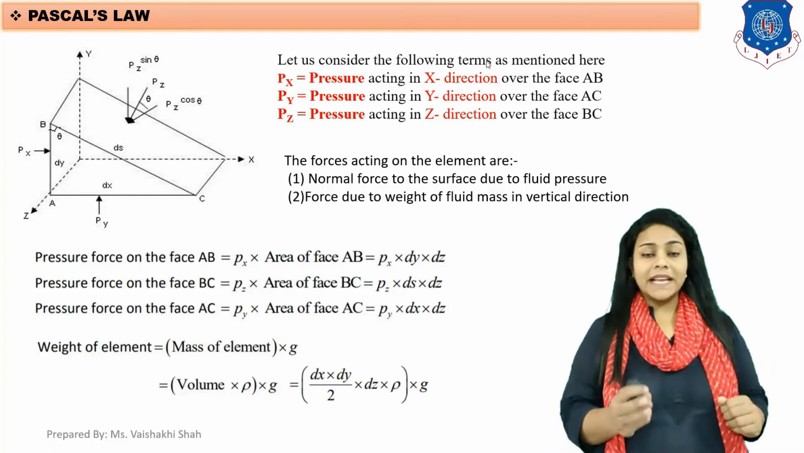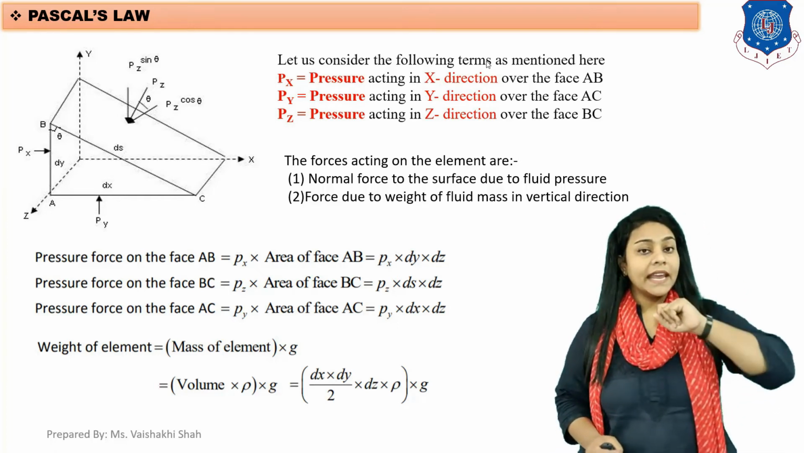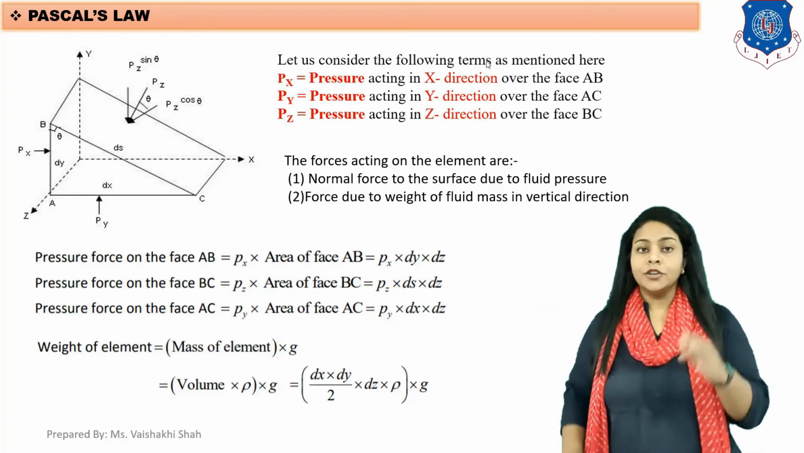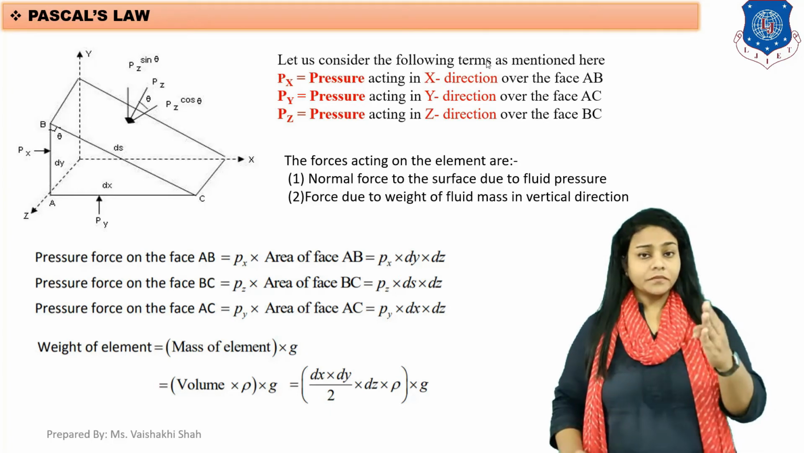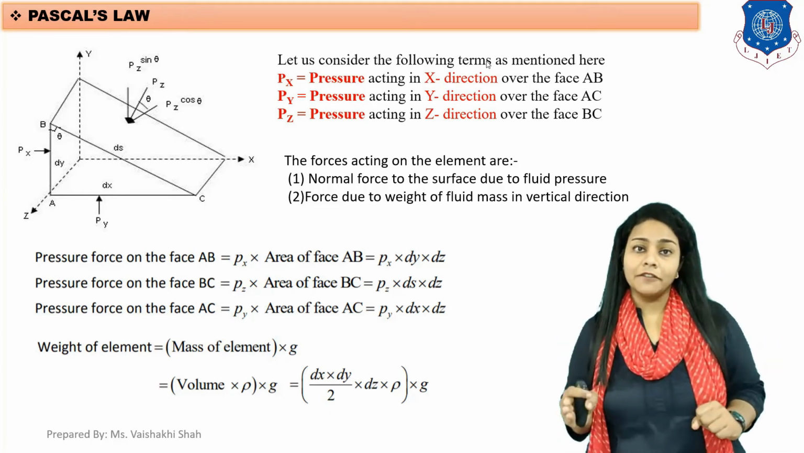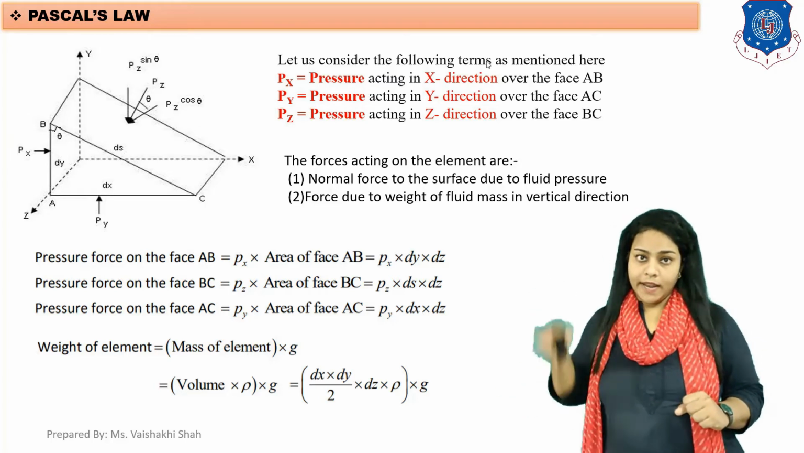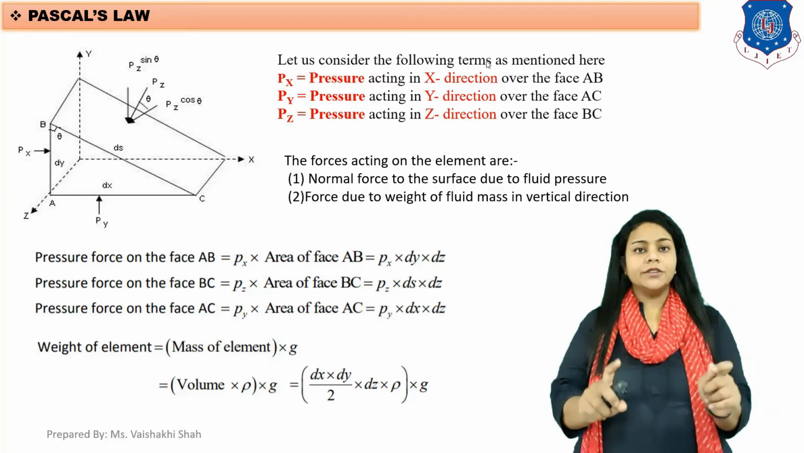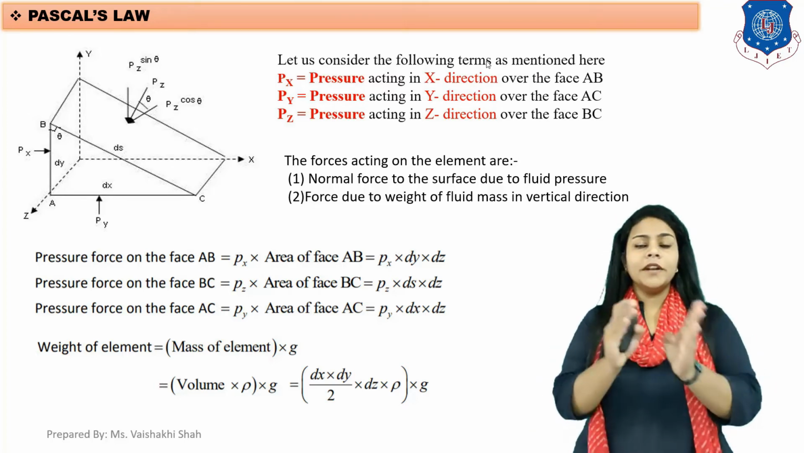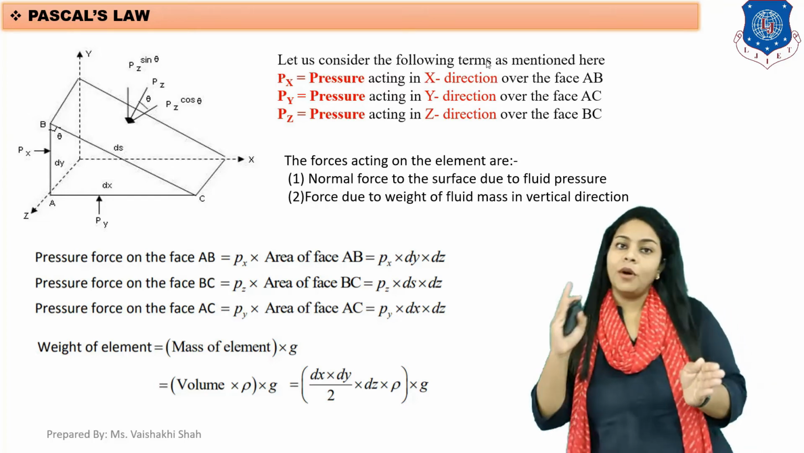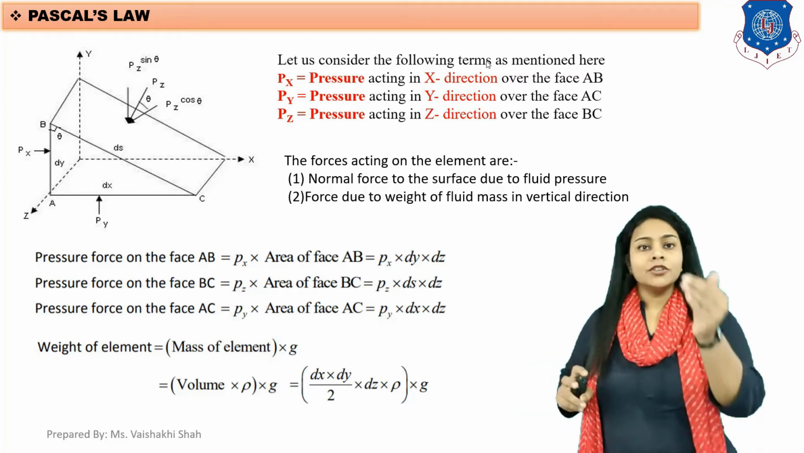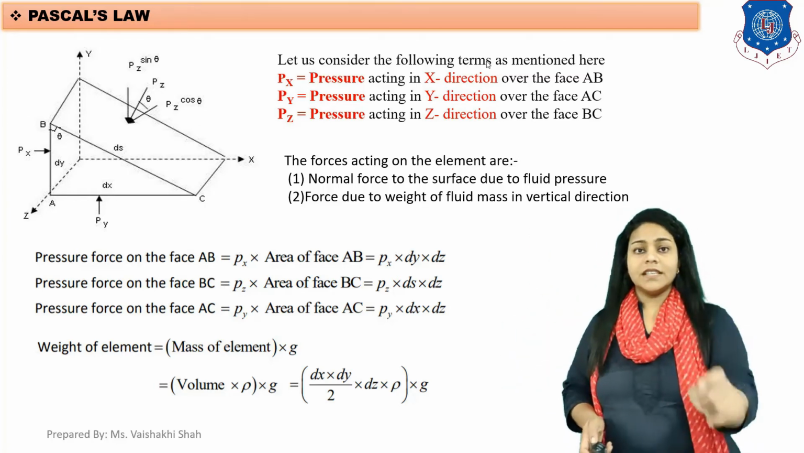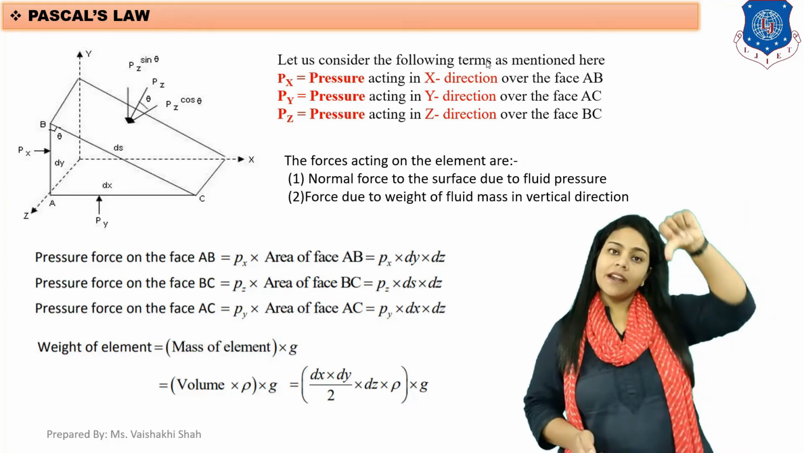Now, if we are replacing, what is the equation for area of this triangle? Half into base into height. So, here volume is area into height. Height is dz and area is half into dx into dy, so half into dx into dy into dz into rho into g. This is the equation for weight, where volume into rho into g, and you replace volume by area into height. Area is half base into height, so half into dy into dx into dz, height is dz, into rho into g. This is the equation of W, the weight, which is acting in downward direction.